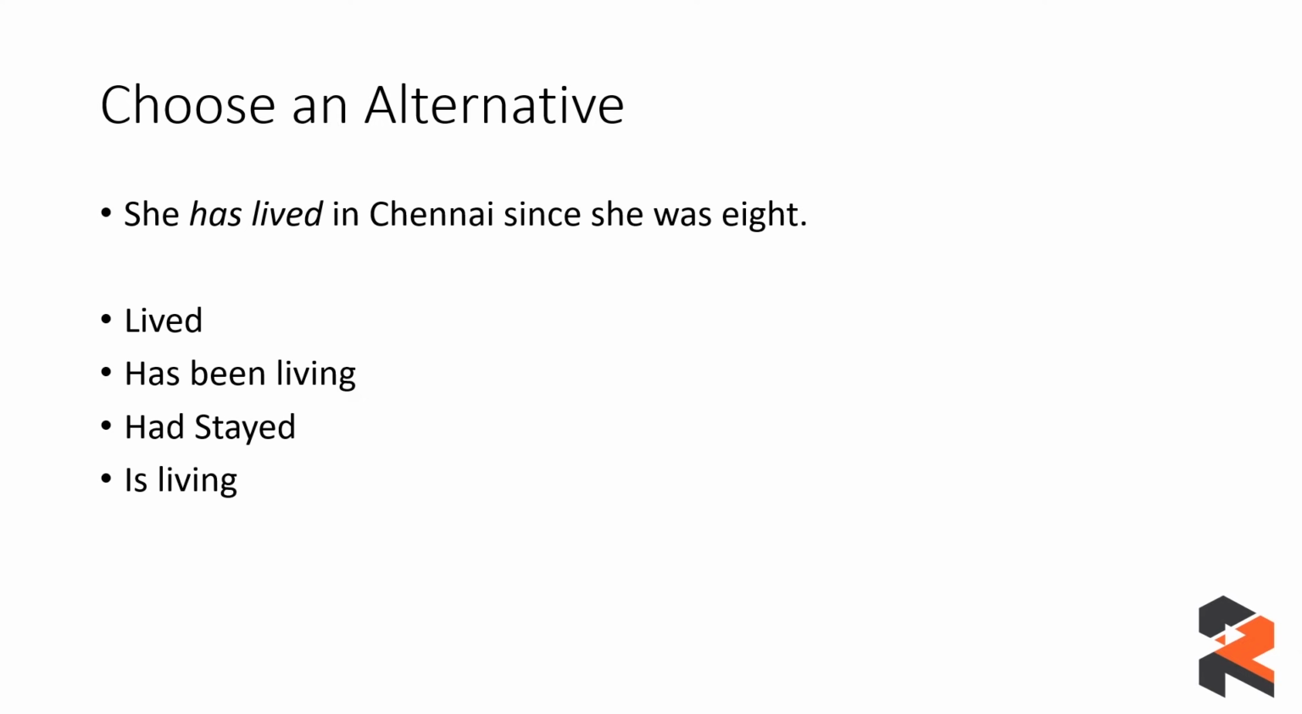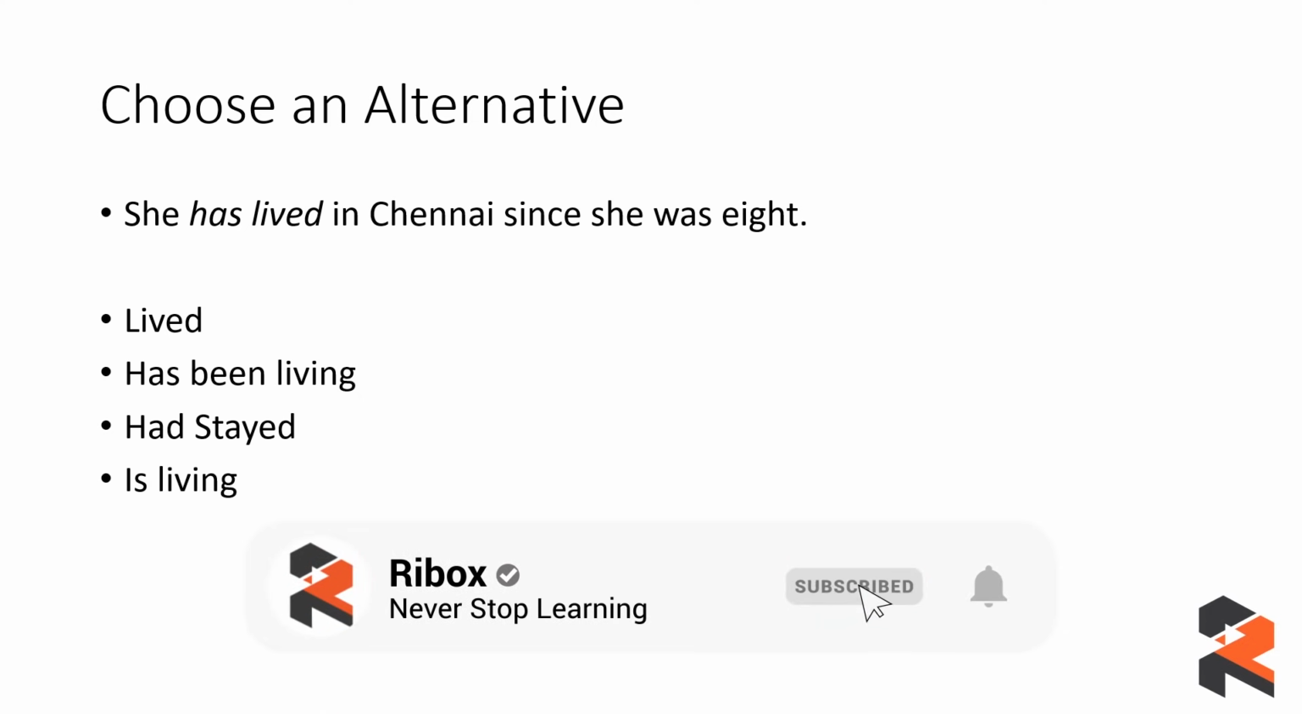So she has been living in Chennai is one of the options. She had stayed in Chennai is one of the options. She is living in Chennai is one of the options. And there is the option lived in this case.